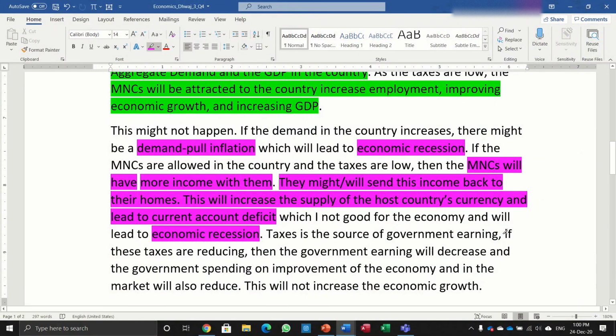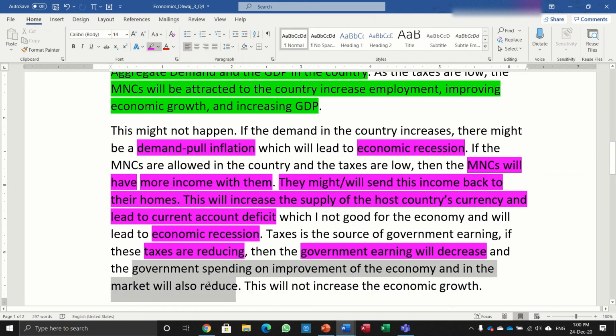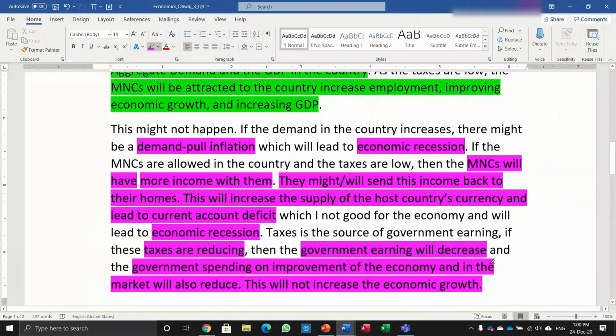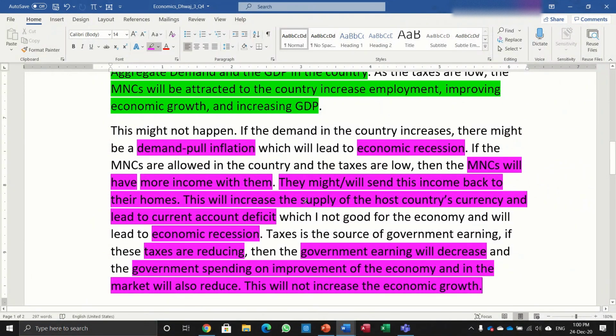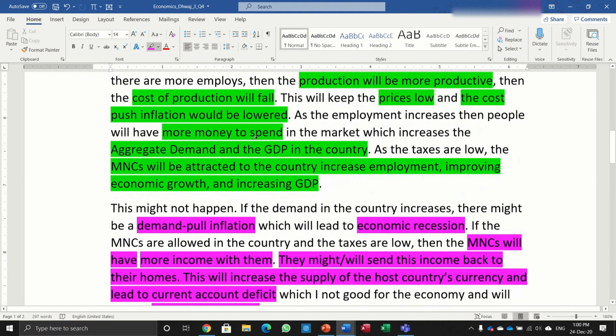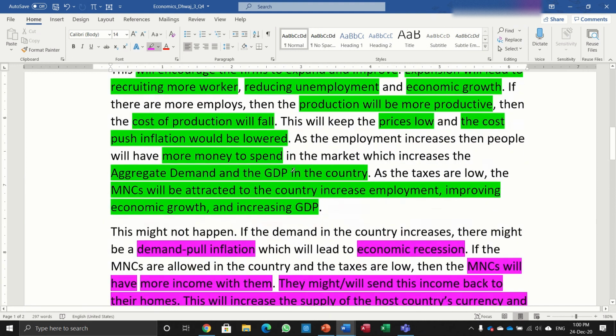Taxes are the source of the government's earning. If these taxes are reduced, then government earning will decrease, and the government spending on improvement of the economy and in the market will also reduce. This will not increase economic growth. I have given 3 points in total over here: 4, 3, and 1 introduction.